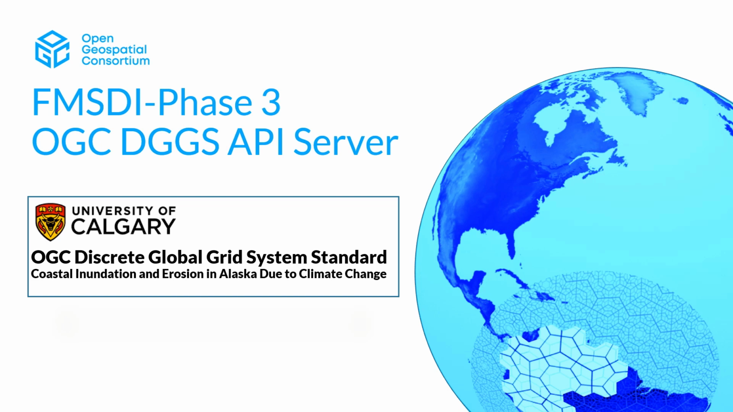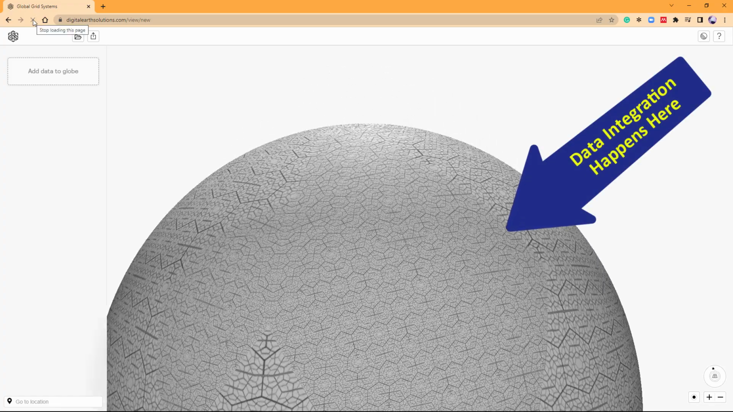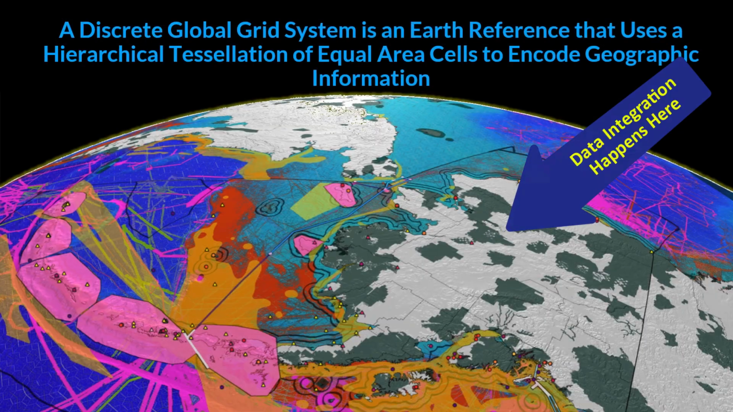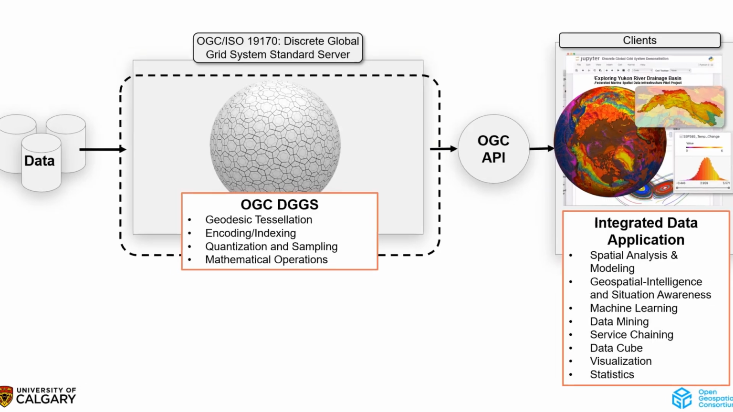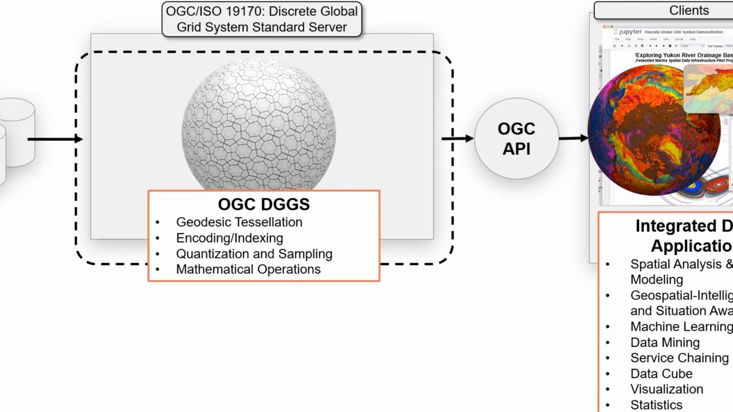In this Federated Marine Spatial Data Infrastructure pilot project, the University of Calgary team demonstrates interactivity between a discrete global grid systems server and an end-user client application using Open Geospatial Consortium Discrete Global Grid System standards. A discrete global grid system is an Earth reference that uses a hierarchical tessellation of equal area cells to encode geographic information, providing integrated geographical data on demand.